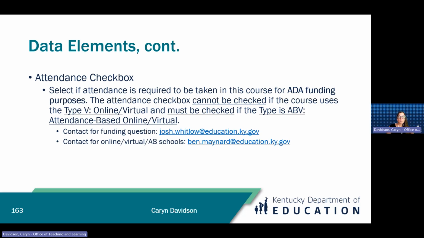There is an attendance checkbox. We talked about this a little bit already as it relates to the different types that a course could be set up as. Just to review, you will select the attendance checkbox if attendance is required to be taken for the course for ADA funding purposes. It cannot be checked if the course is using type V online virtual, and must be checked if the type is ABV attendance-based online virtual.